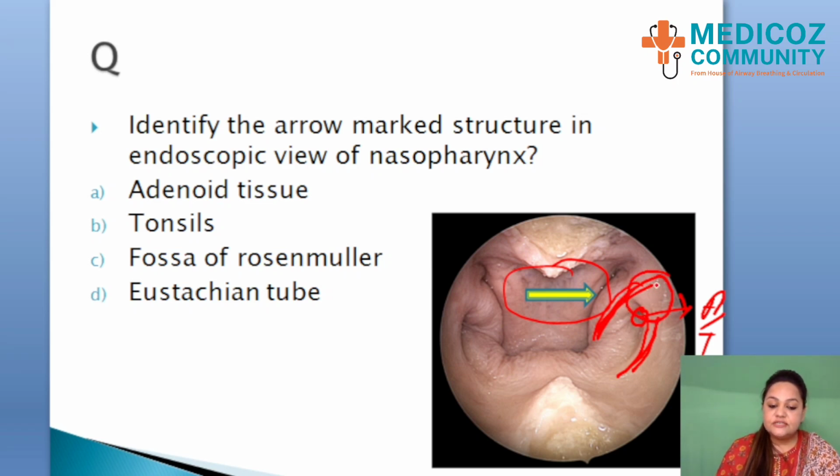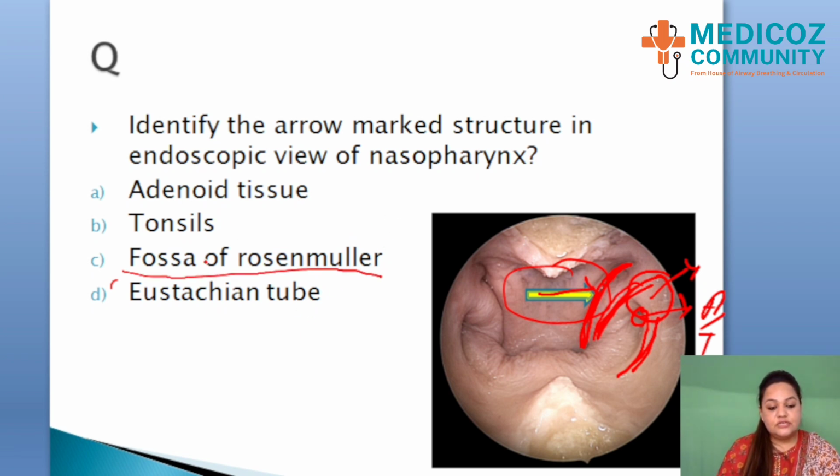The elevation here is the tubal tonsil, and posterior to the salpingopharyngeal fold, this space which is marked here is our fossa of Rosenmuller, or pharyngeal recess. So the answer for this image based question is the fossa of Rosenmuller.